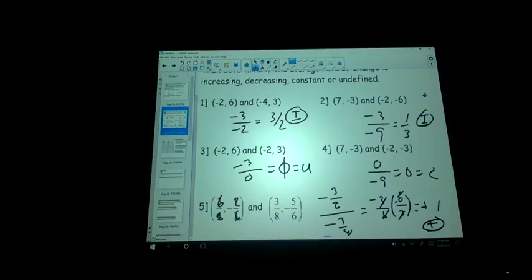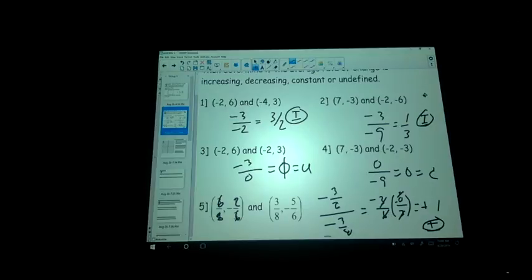Number 3, I have a 0 on the denominator, so that's undefined. That would be a vertical line. Number 4, I have a 0 on top, so I have a slope of 0, which is constant. It's not rising or falling. And then number 5, I think I did it right. I think I got positive 1.